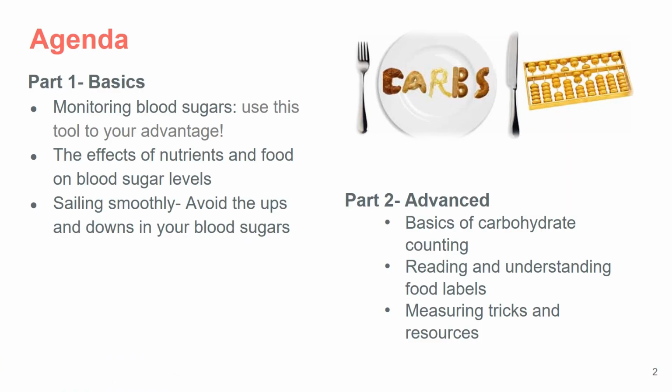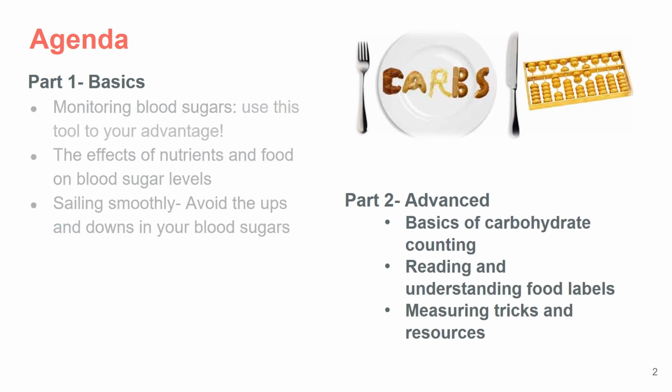Let's start by reviewing the agenda. In part one of our presentation, we talked about monitoring blood sugars, the effects of nutrients and food on blood sugar levels, and how to avoid ups and downs in your blood sugars. In our part two session, we will talk about the basics of carbohydrate counting, how to read and understand food labels, and finally, measuring tricks and resources to make estimating your carbohydrate intake easier.